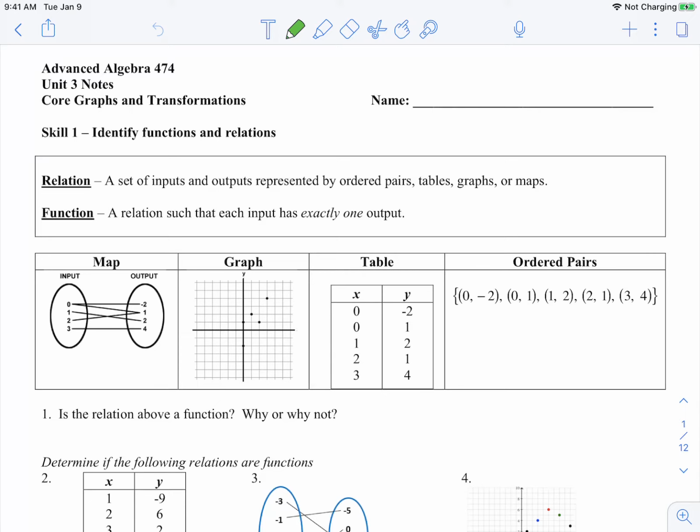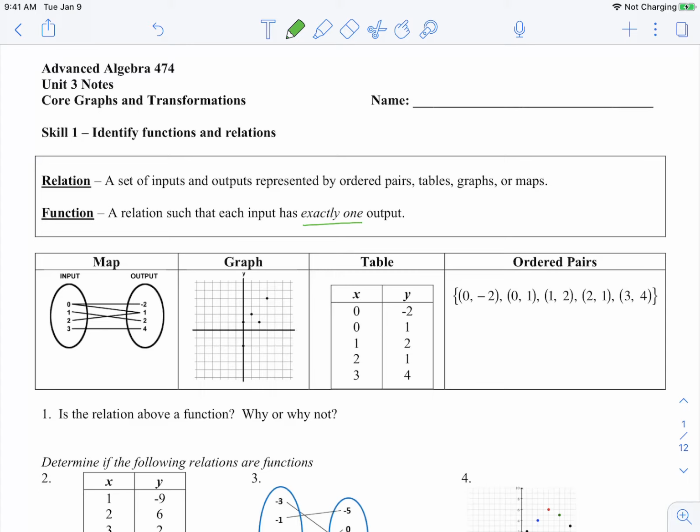Hi everyone. Today we are doing notes for Unit 3, Skill 1, and this is on identifying functions and relations. So a relation is a set of inputs and outputs represented by ordered pairs, tables, graphs, or maps. A function is a relation such that each input has exactly one output.